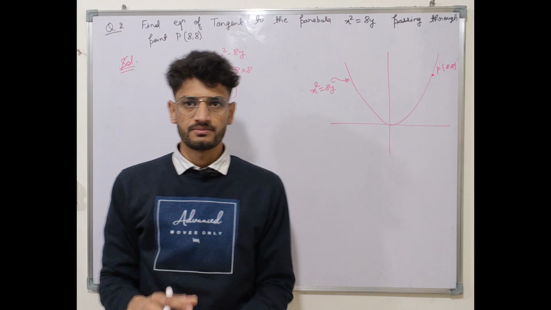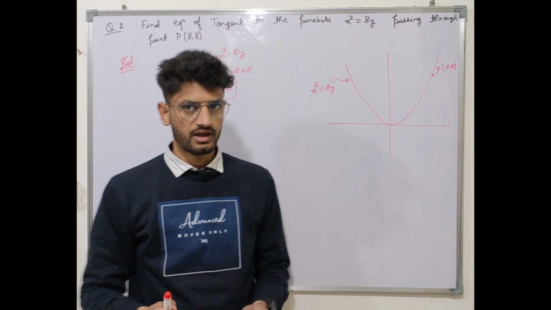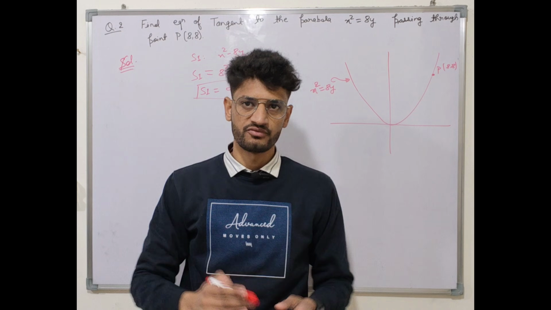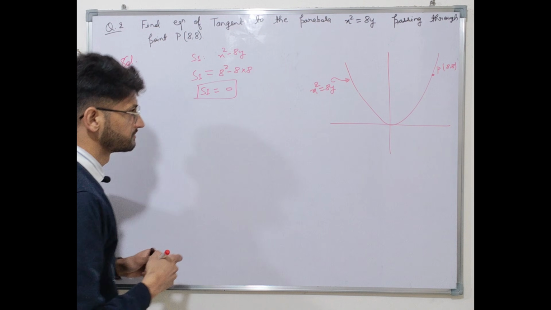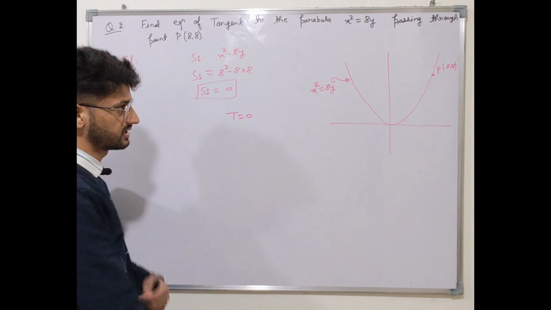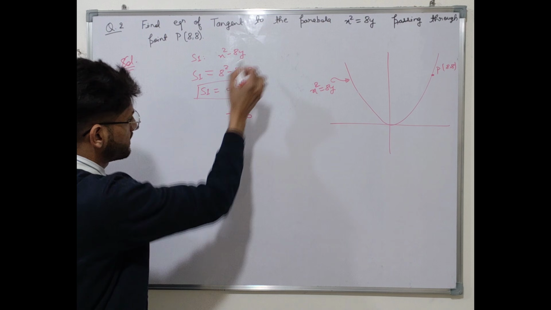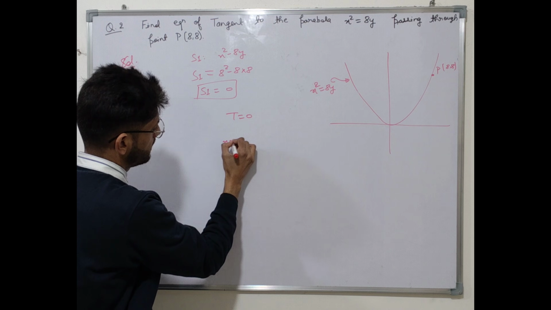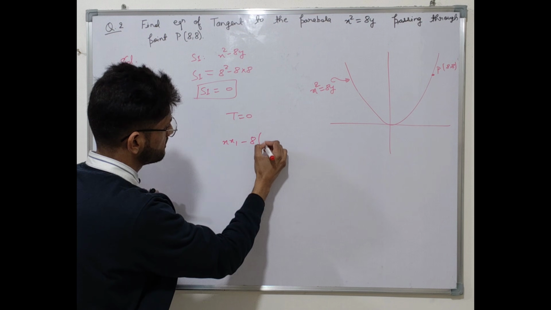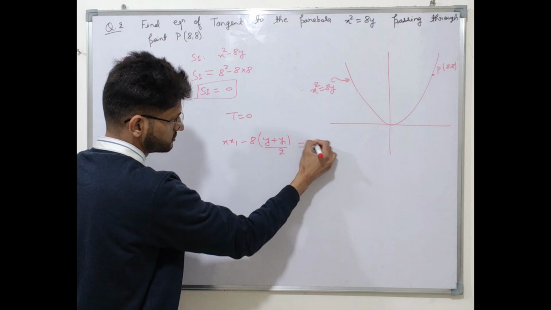So the best practice to write the equation of any tangent on any curve, if you are given one point that lies on the same curve, is to use the Cartesian form of tangent. We can use the result T = 0 to write the equation of tangent. Our equation is x square minus 8y, so we replace x square with xx1, and y with (y plus y1) upon 2, equal to 0.